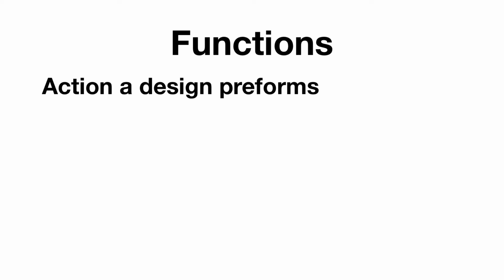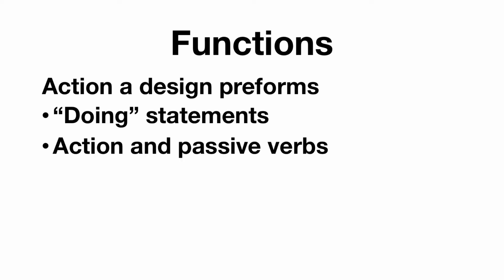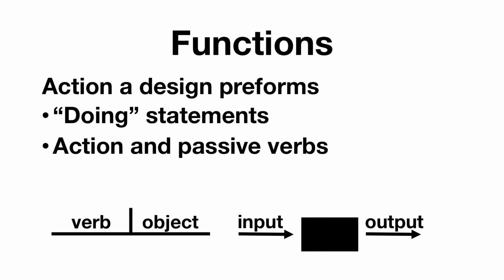Functions are defined as actions that a successful design performs. Functions are expressed as doing or action verbs, but often designs have passive functions. Functions are specified with verb-object constructions, such as unfastens screws or holds coffee. Some functions transform an input into an output, such as converts crude oil to gasoline.